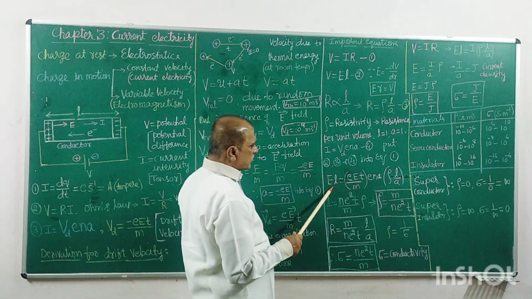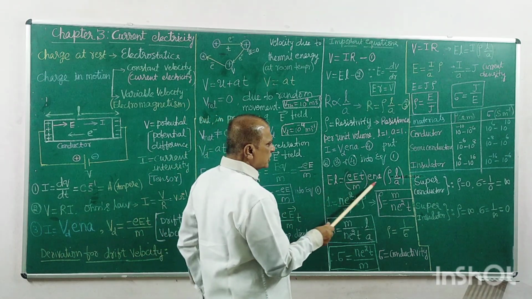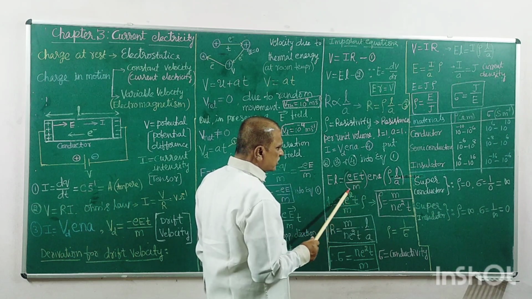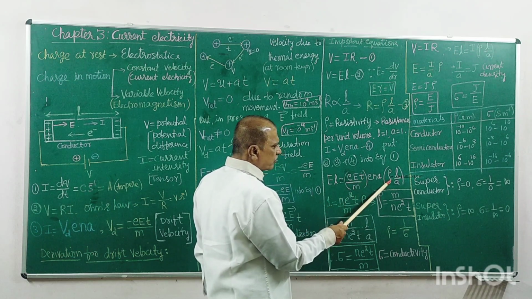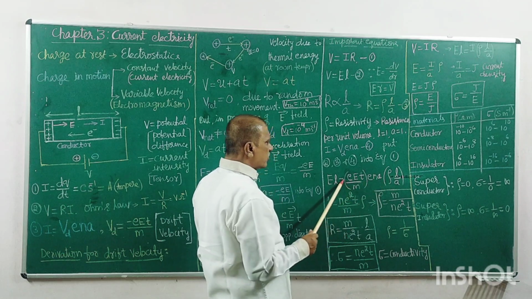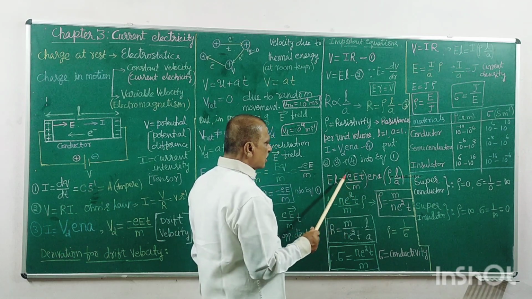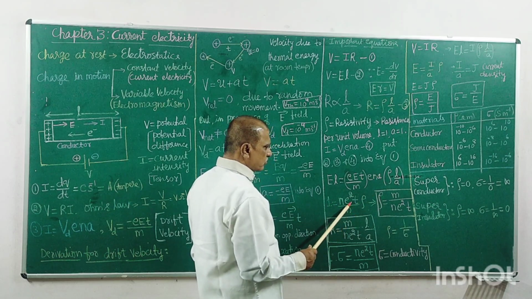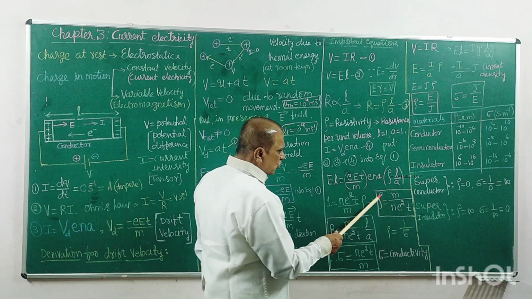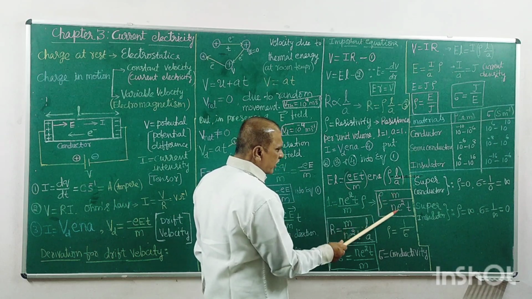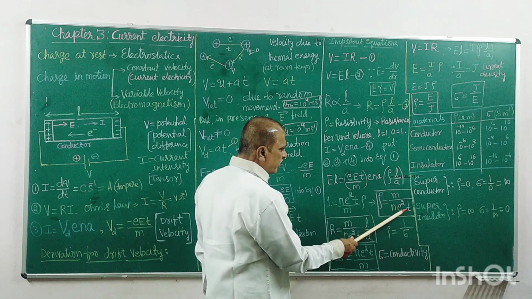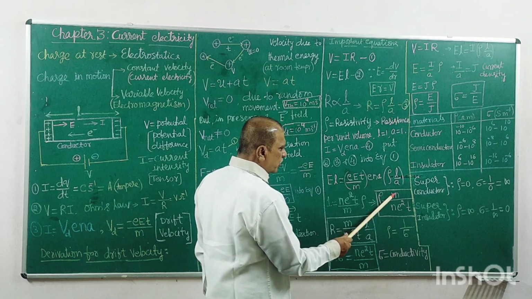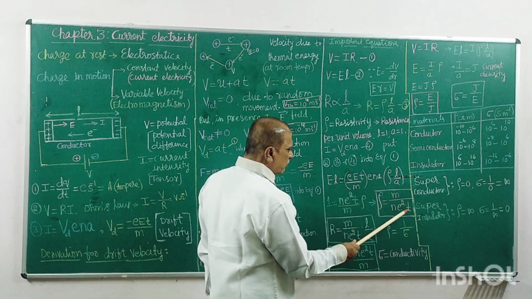This is the left hand side, V. This is I, where Vd is substituted. This is E, and that is R. Simplify the equation: what do we get? E cancels, L cancels, A cancels. What remains is this. Finally, rho is equal to m divided by n e squared τ. Look at this: the resistivity of the material is equal to m divided by n e squared τ.